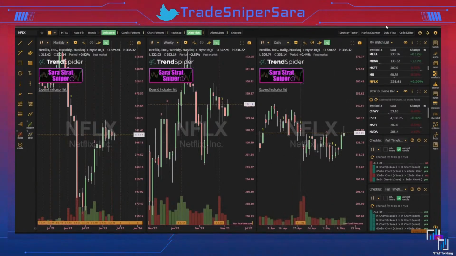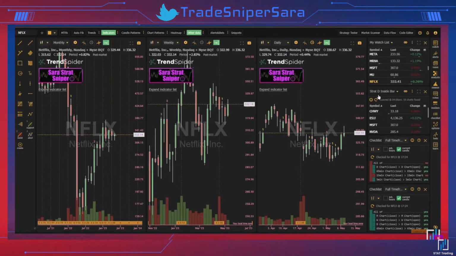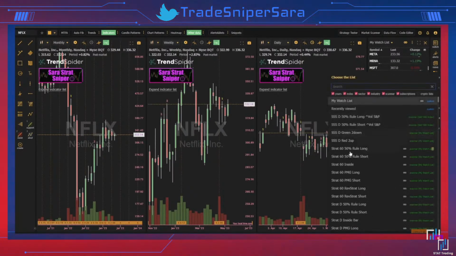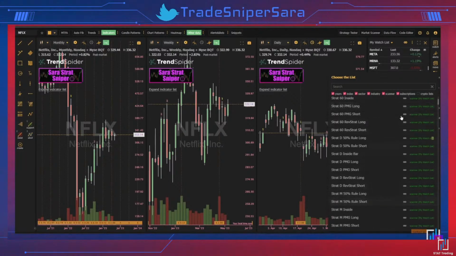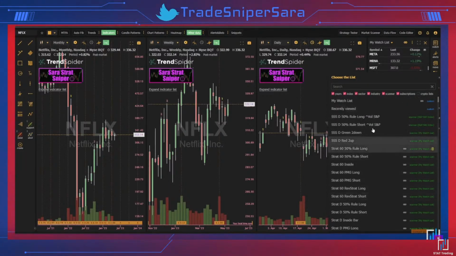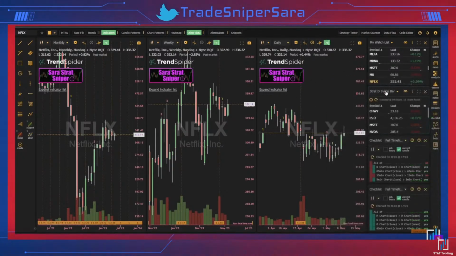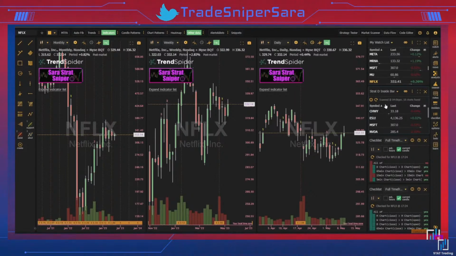This is your sidebar. I've got my watch list set up here. There's a scanner, whatever scanner, all of these are my scans. So whatever I choose to look at will populate in here. If I'm looking at an inside bar scan, it'll show me all the tickers for an inside bar scan.